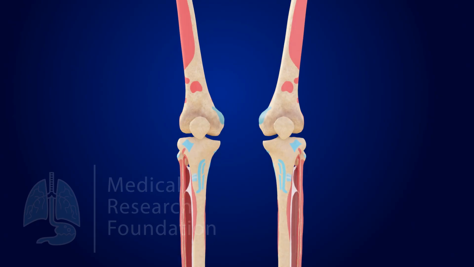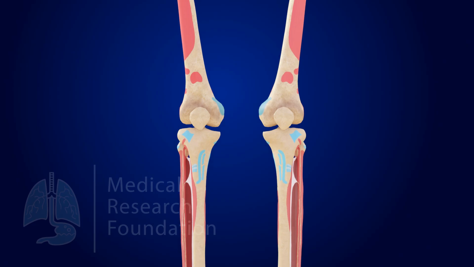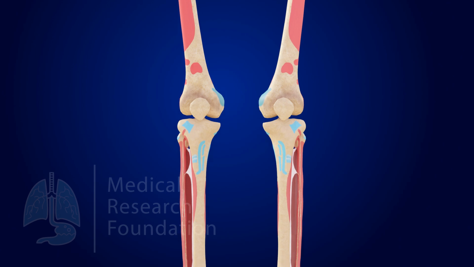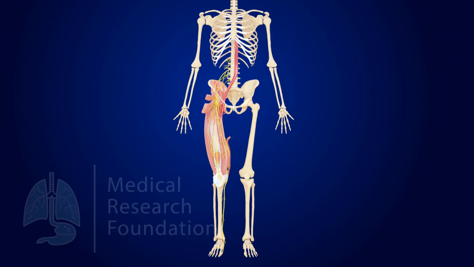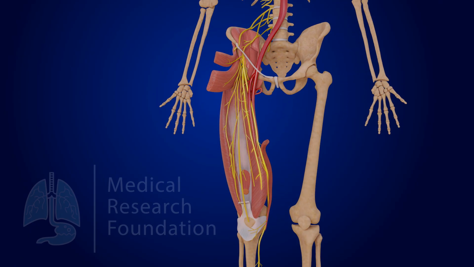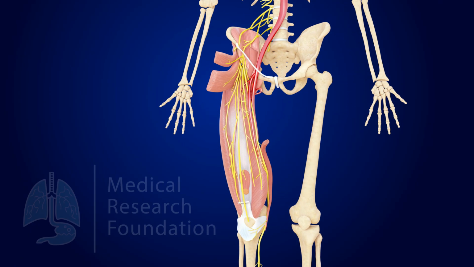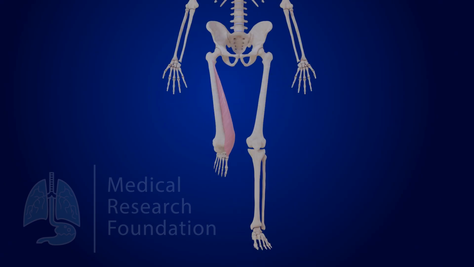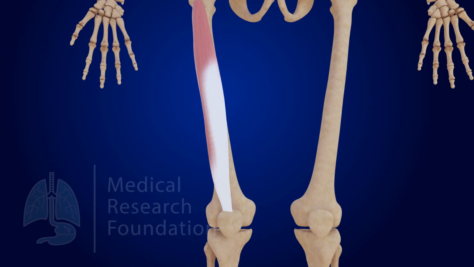Insertion. It is inserted by a broad aponeurosis into the tendon of rectus femoris, medial part of the base, and upper 2/3 of the medial border of the patella. Nerve supply. It is nerve to vastus medialis, which is the thickest muscular branch, by the posterior division of the femoral nerve. Actions. Extension of the knee joint.